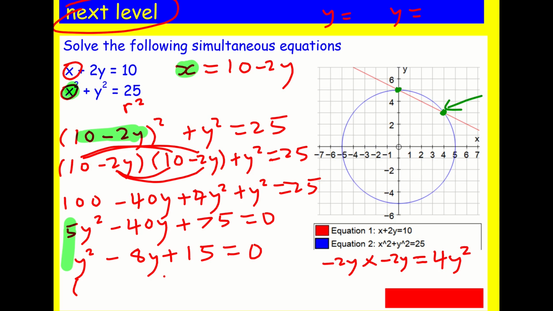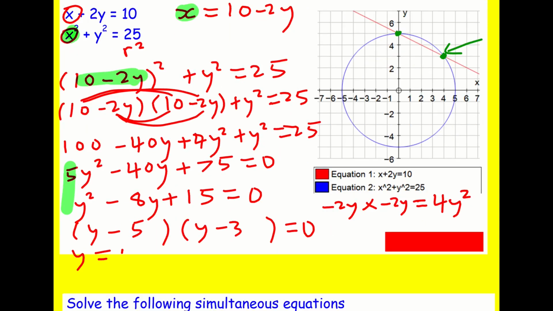So two numbers that multiply together to give 15 and add to give minus 8, they've got to both be negative. Turns out that it's y minus 5, y minus 3 equals 0. So close now.